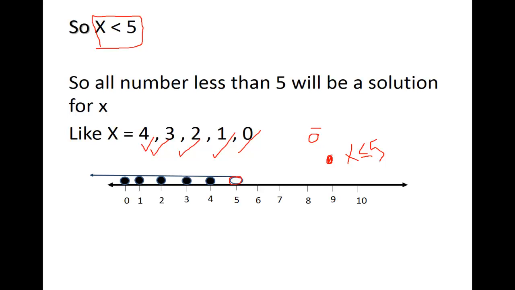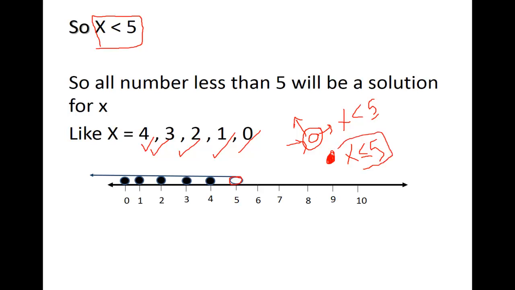But here we make an empty circle. This empty circle means we start from all the numbers x less than 5. We start from all the numbers below 5, but 5 is not a solution in the inequality. So the empty circle means it's not a solution. So here it's the empty circle. But if we draw the circle filled in like this one, it means x less than or equal to 5.